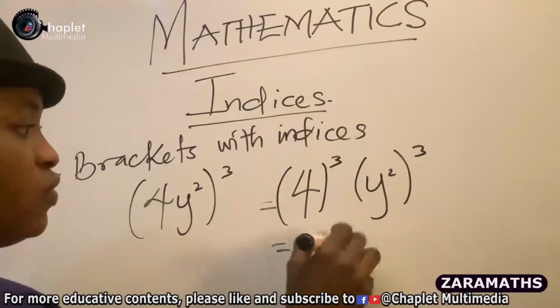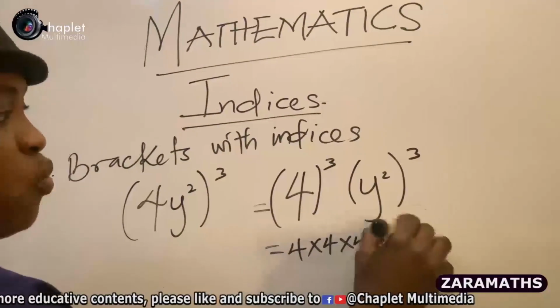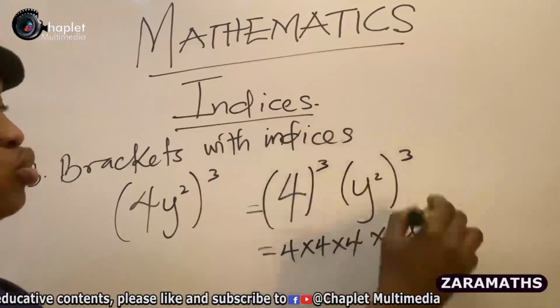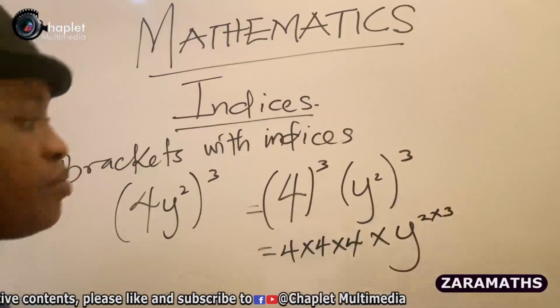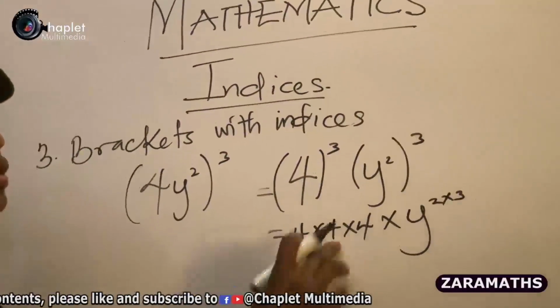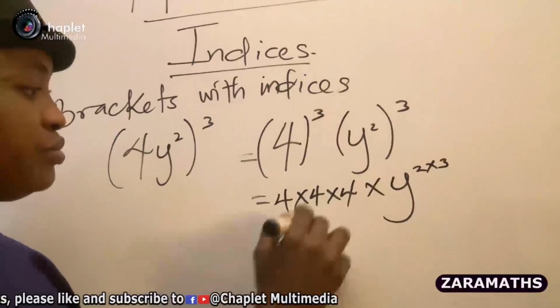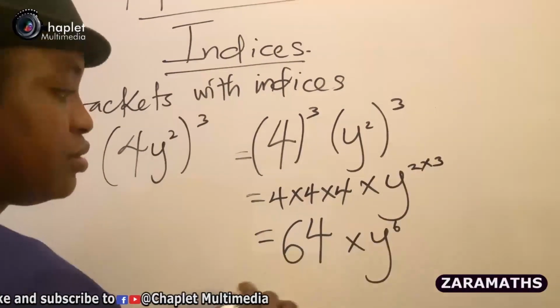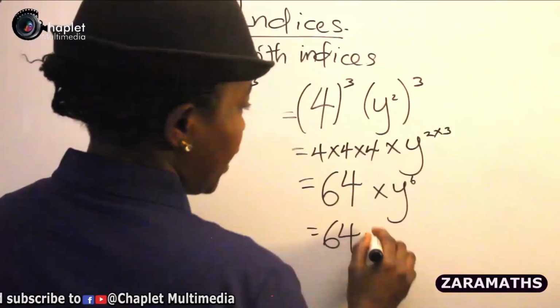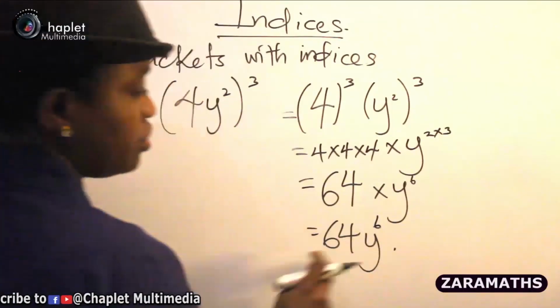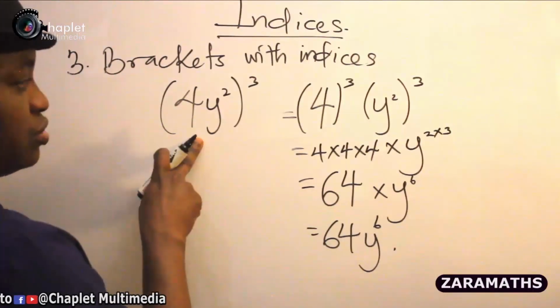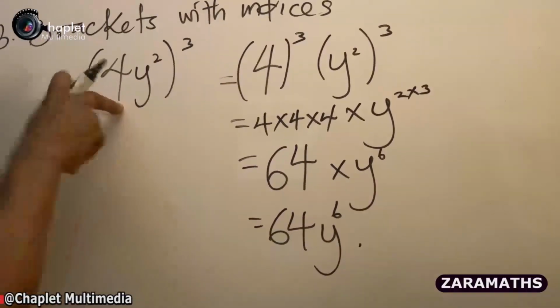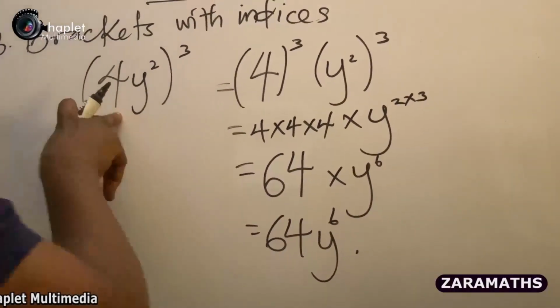So in this case, we have 4 raised to the power of 3, which is what? 4 times 4 times 4 times y raised to the power of 2 times 3. So in this case, 4 times 4, 16 times 4, 64. We have 64 times y raised to the power 2 times 3, 6, which is 64 y raised to the power of 6 for this, because it has a coefficient that is greater than 1.